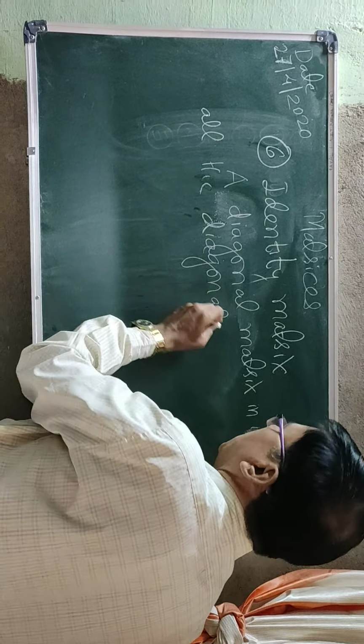Identity matrix of order 1 can also be represented as only 1. So this is an identity matrix of order 2, that is 1 0 0 1. Identity matrix of order 3, that is 1 0 0 0 1 0 0 0 1. And identity matrix of order 1 is 1. Now after that, there is a last type, that is the zero matrix.